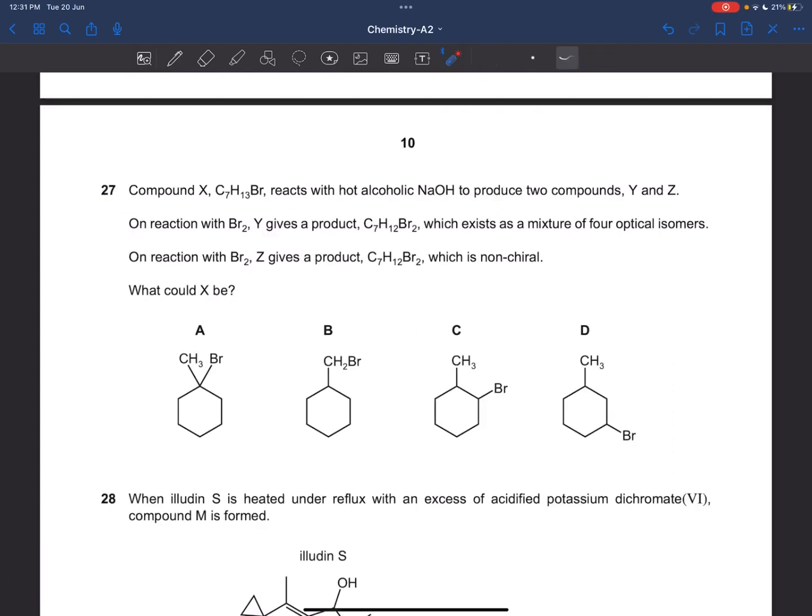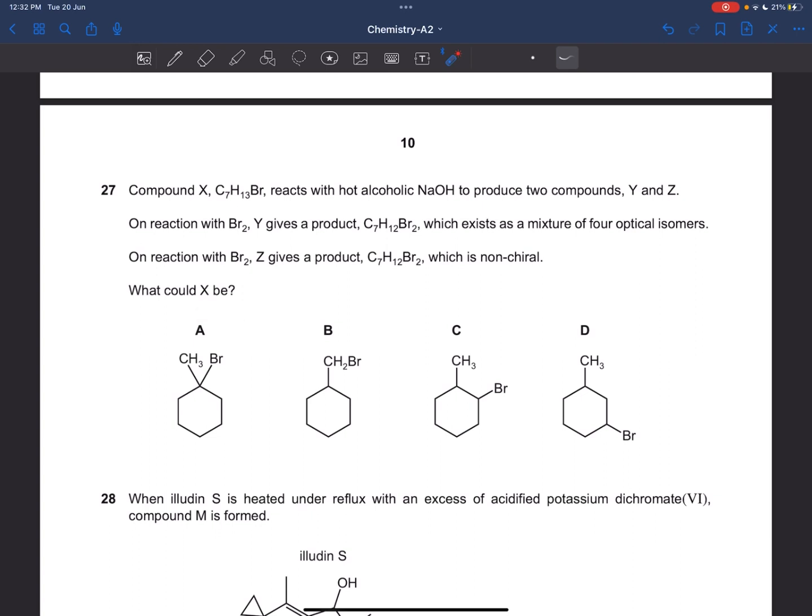So question number 27 says that compound X, C7H13Br, reacts with hot alcoholic NaOH to produce 2 compounds Y and Z, right? So basically, this is an elimination reaction, because alcoholic NaOH is the reagent for an elimination reaction. And reaction of Y with Br2 gives the product C7H12Br2, a mixture of 4 optical isomers, right? Optical isomers means 4 different groups, tetrahedral, and on reaction with Br2, Z gives the product C7H12Br2, which is non-chiral. What could X be?